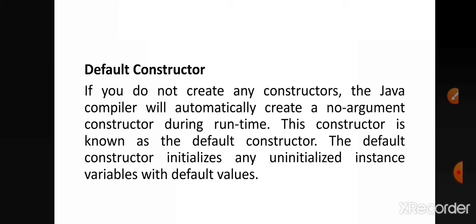As the name itself indicates, the default constructor initializes any uninitialized instance variable with the default value of a particular data type. For example, if there is an integer variable in your program, this default constructor will initialize that integer variable with the value 0. Similarly, if there is any boolean variable in your program, then that boolean variable will be initialized with the default value, that is false.